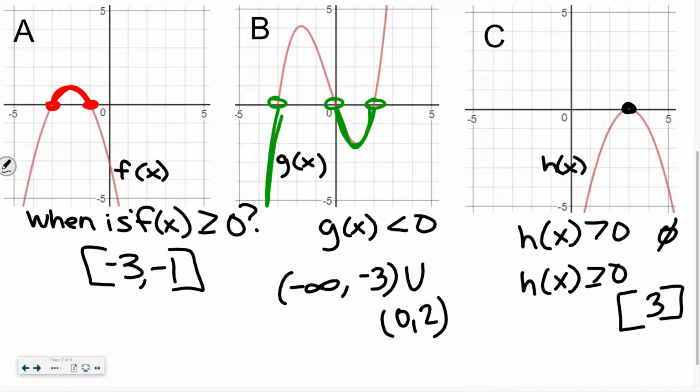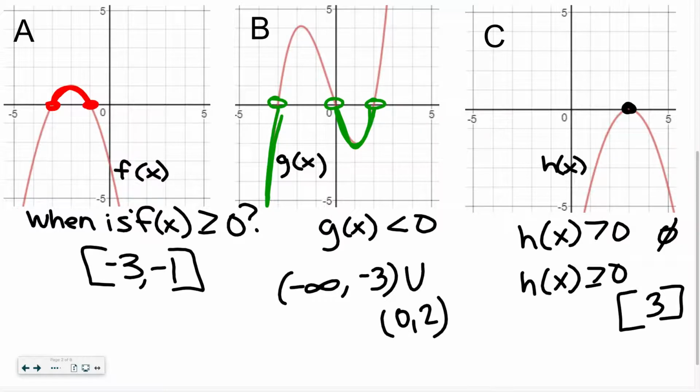And then I could ask other questions like, when is h of x less than or equal to 0? Always, negative infinity to infinity, all real numbers. If I wanted to say when is h of x less than 0? Negative infinity to 3 in union with 3 to infinity. Skip 3, right? So your job today is to be figuring out where these intervals are without a graph.